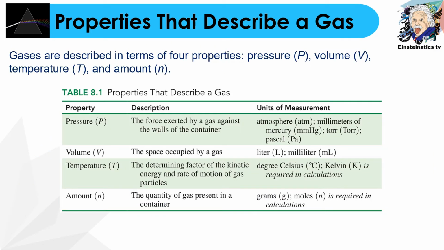It is important to remember that gases are described in terms of four properties. Yung una is pressure, which is represented by this big letter P. Yung volume naman, yung big letter V. Temperature is represented by T, and amount, or the number of molecules, is represented by small letter n.